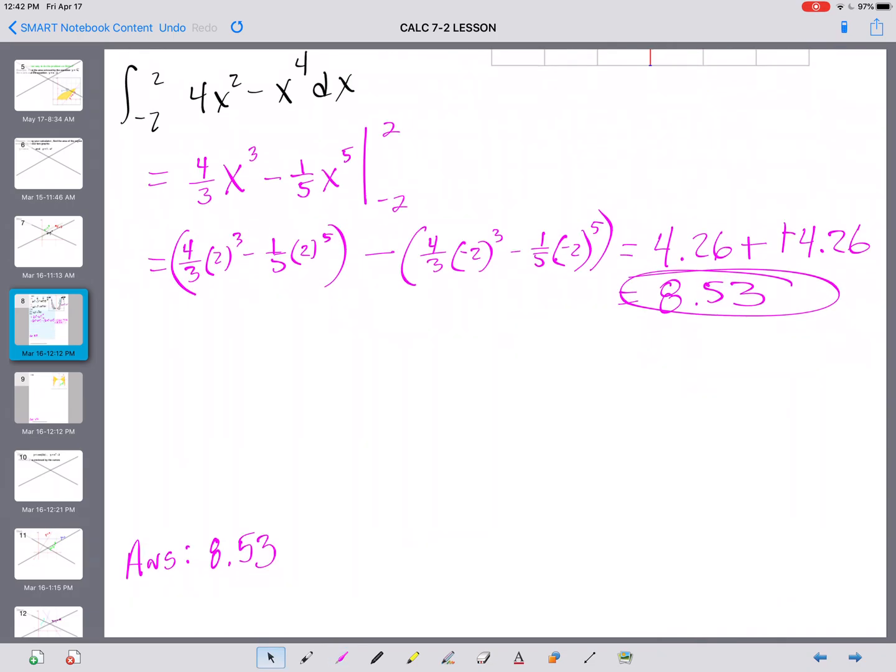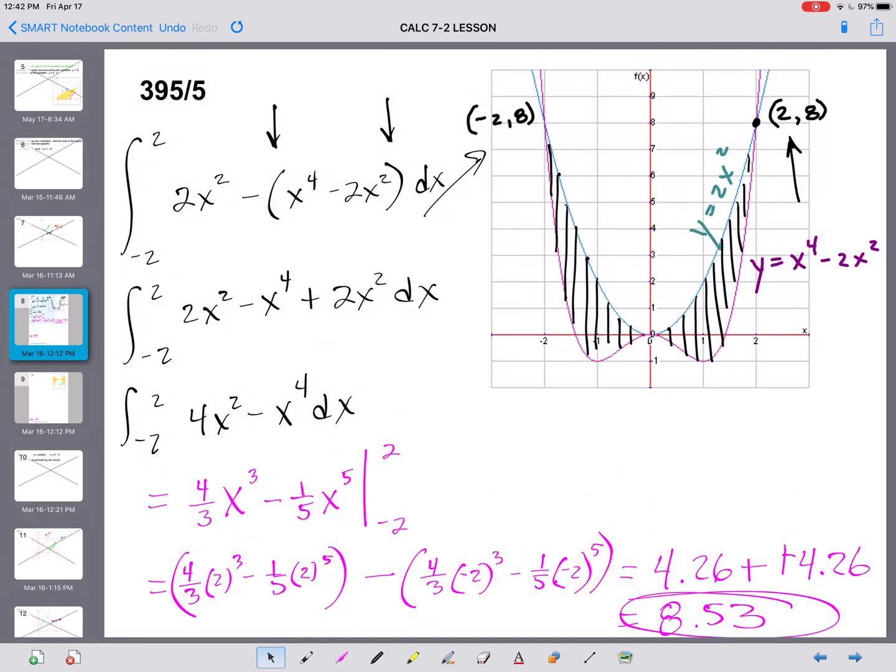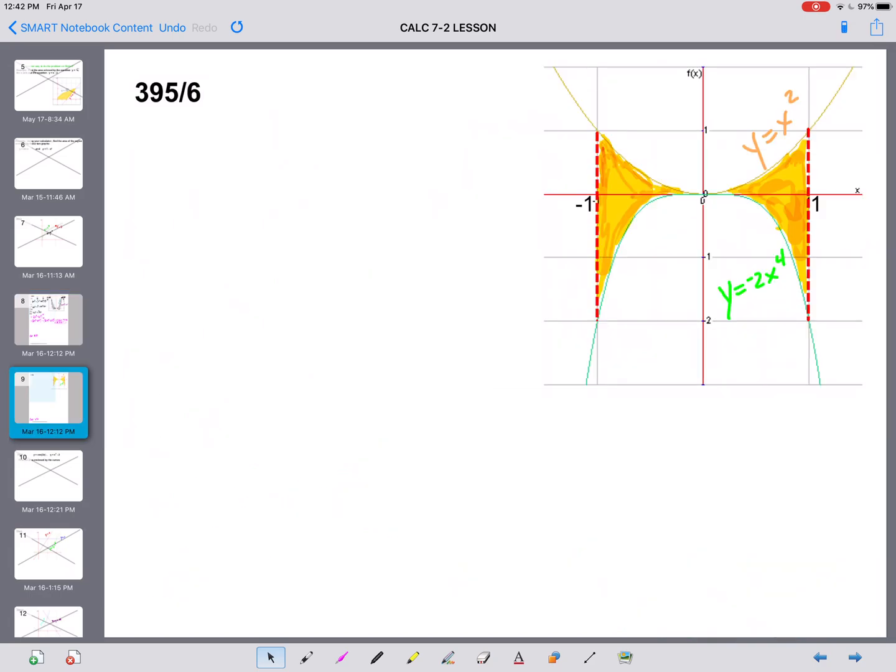Check our answer down below. Yep, that's it. Nice. That's the area in between those two curves. Let's go to number 6.